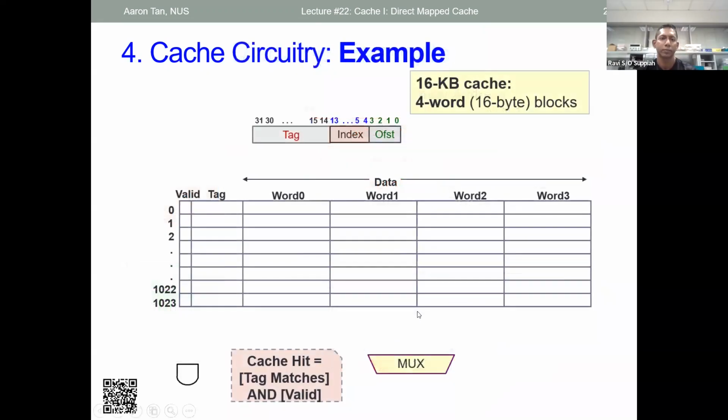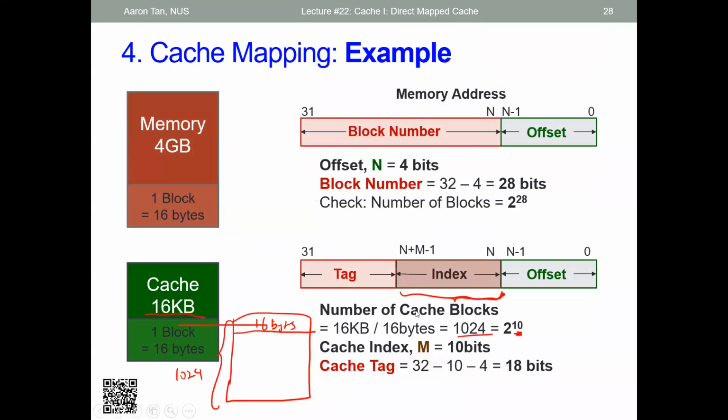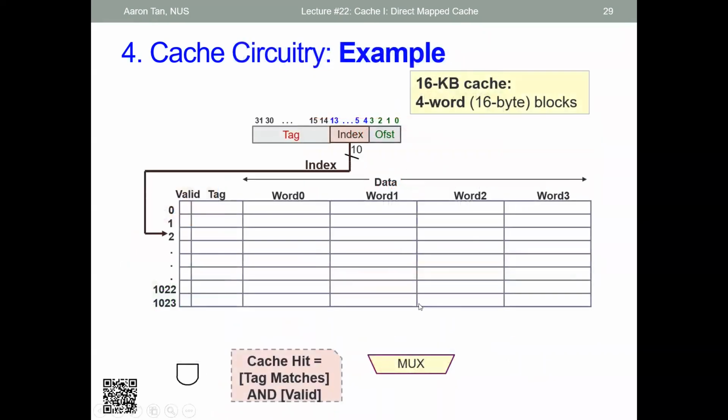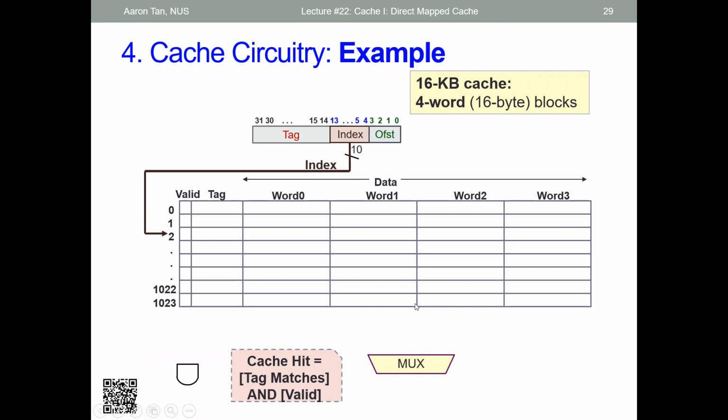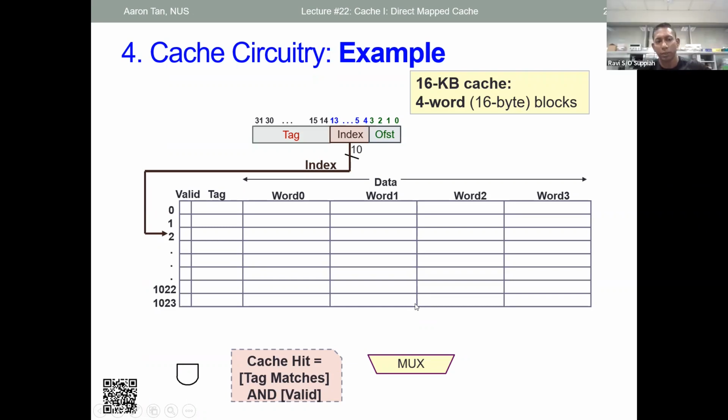So the tag is just to match. Yeah, the tag is to match. So when, for example, I read data from memory, the index will point to a line, because 2 to the power of the number of index bits gives you the total number of lines. So I have 10 bits, which means I have 1024 lines. So the 10 bits on the index will point to one of the lines, and then I will be able to access the data in that line, correct?